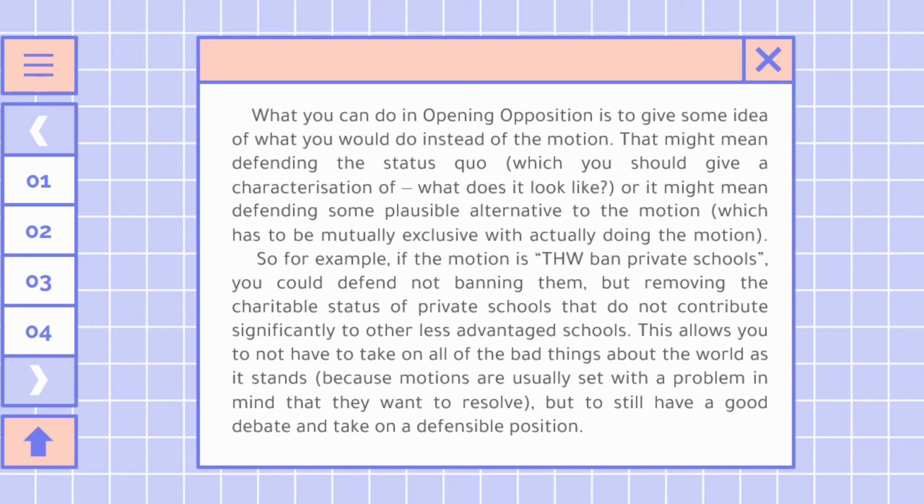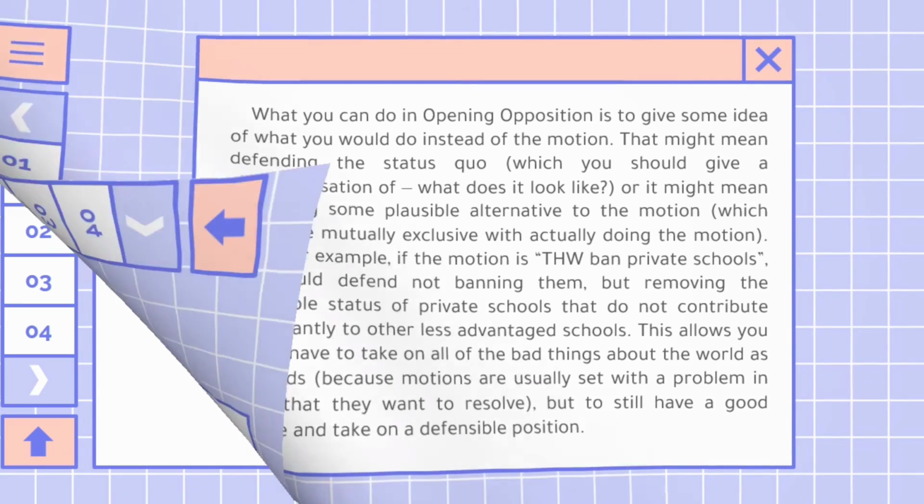So, for example, if the motion is to ban private schools, you can defend not banning them by removing the charitable status of private schools that do not contribute significantly to other less advantaged schools. This allows you to not have to take on all of the bad things about the world as it stands, because motions are usually set with a problem in mind that they want to resolve, but to still have a good debate and take on a defensible position.